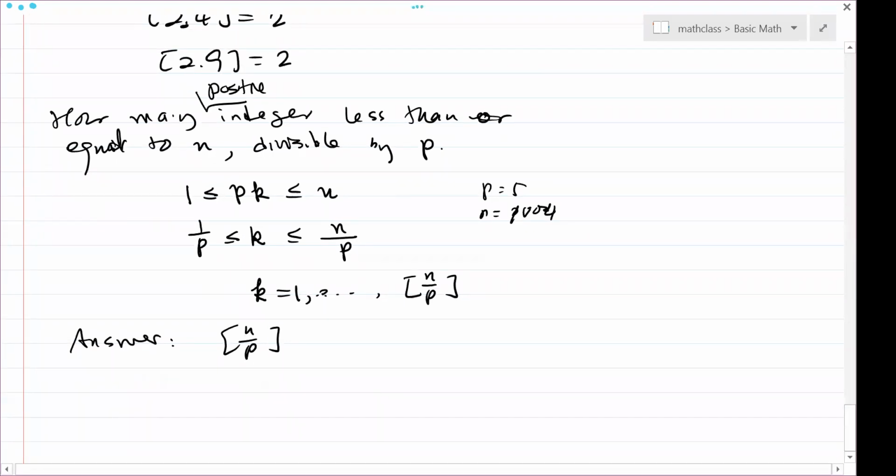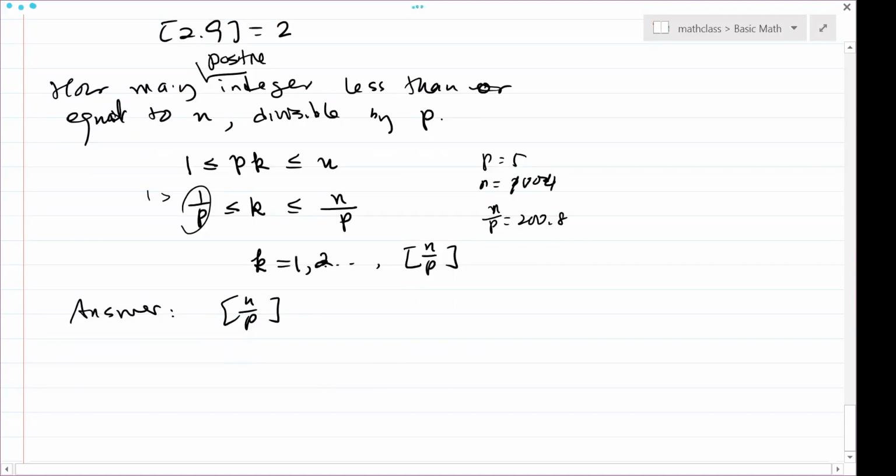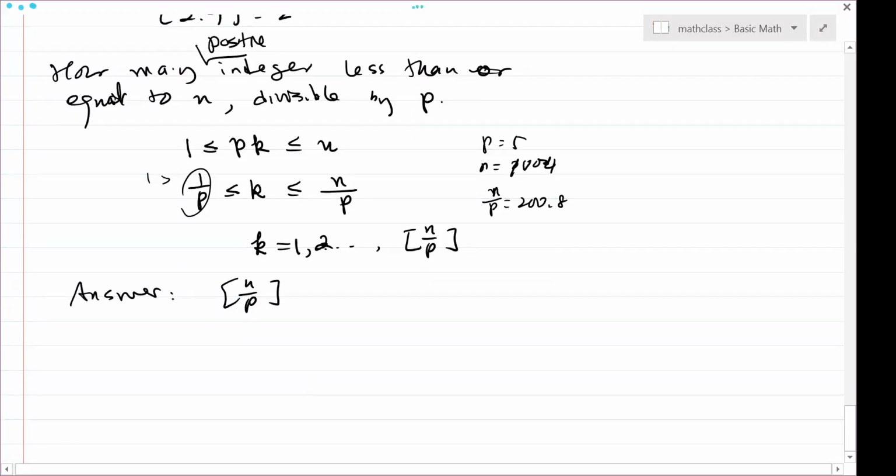So k is an integer, but n over p is not necessarily an integer. But 1 over p is always smaller than 1, so k can start from 1. However, since n over p is not an integer, I'm going to choose the integer part. In our example, n over p is 200.8, so the integer part is 200. So that's why k can go from 1 all the way to the integer part of n over p. I'm trying to derive the general formula, and then you get the theorem.